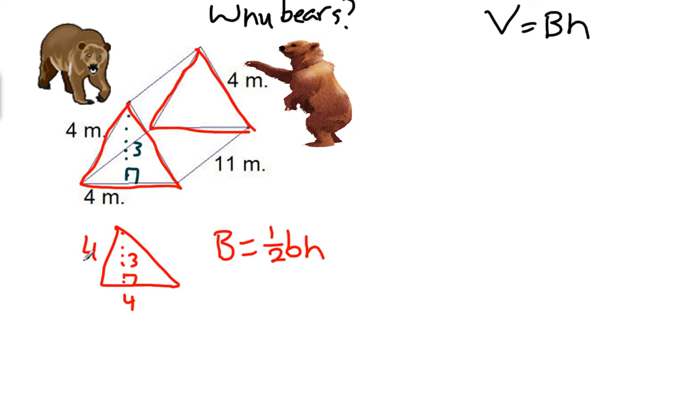Well, this 4 over here is not connected to a right angle, so I don't care about this. We do have 3 and 4 connected at a right angle, so we're going to use that as our base and height. So our base is going to be 4. Our height is going to be 3.